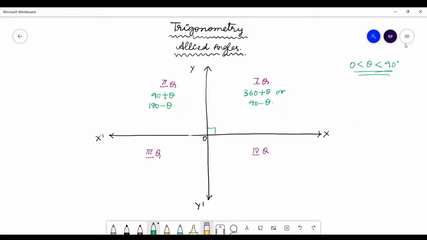Now let me go to the third quadrant. I can write it as 180 plus theta or 270 minus theta. This XOX dash, 180 plus theta, will lie in the third quadrant. Or if you take the angle XOY dash, that is 270 minus theta, it is going to lie in the third quadrant itself. Understood? Similarly, the fourth quadrant can be 270 plus theta or 360 minus theta. The same logic. Okay, so these are the allied angles for theta, which we will mostly concentrate on.